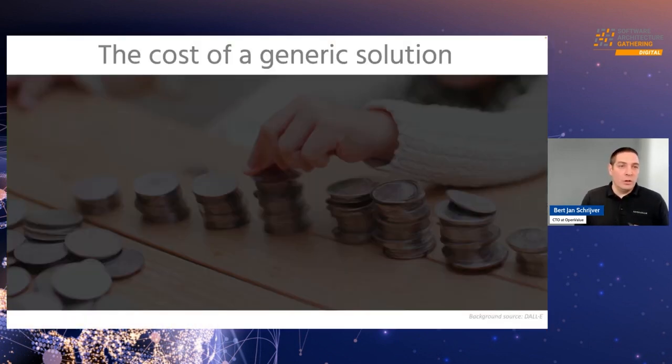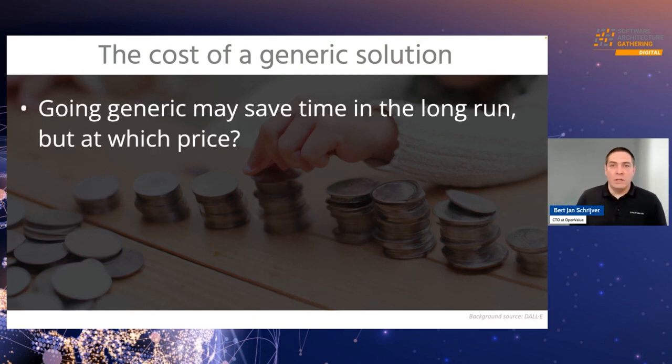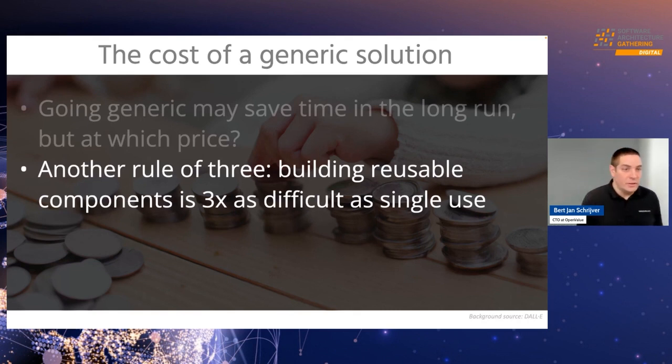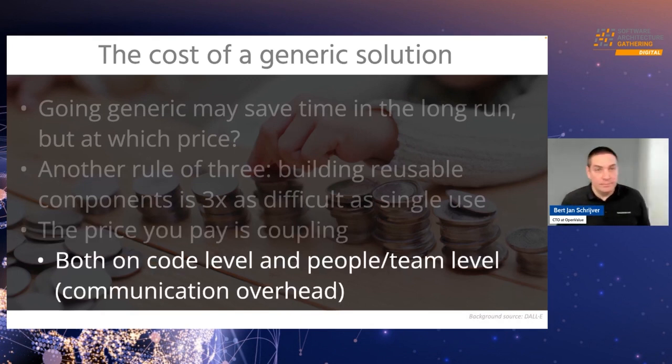So if you look at the cost of going generic, what does it cost you to build a generic solution? Well, going generic may save time in the long run, but what is the price you pay? I'll introduce another rule of 3, and this is that building reusable components is 3 times as difficult as single-use components. So the price you pay is coupling, both on a code level, so pieces of code are coupled, but also on a people or team level, if multiple teams need to work on the same generic solution.